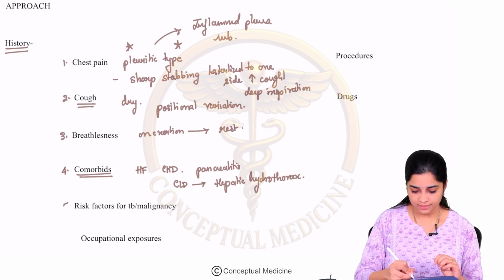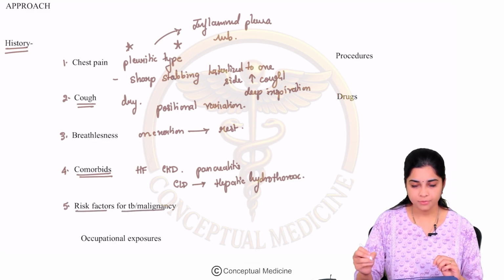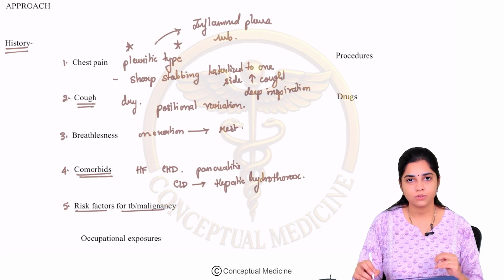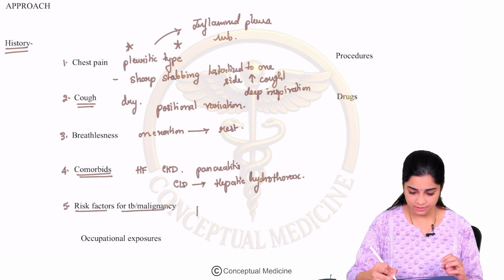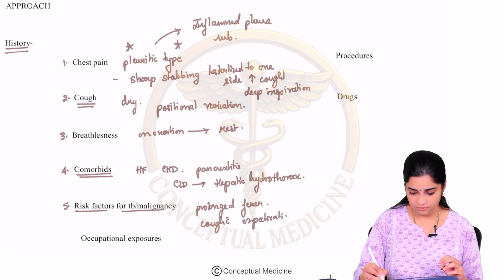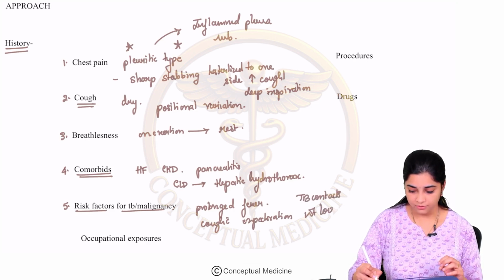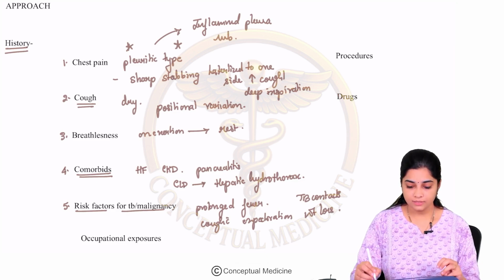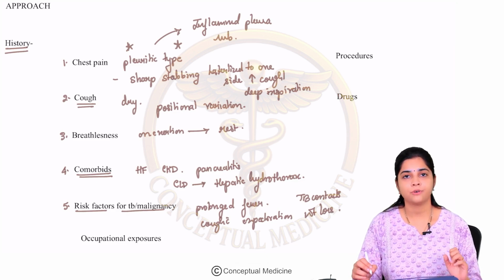Then you have to screen for risk factors for tuberculosis and malignancy. So what will you ask for this? You will ask for history of prolonged fevers, history of cough with expectoration, history of TB contacts especially at home, history of weight loss, right? So this is all about risk factors for TB.